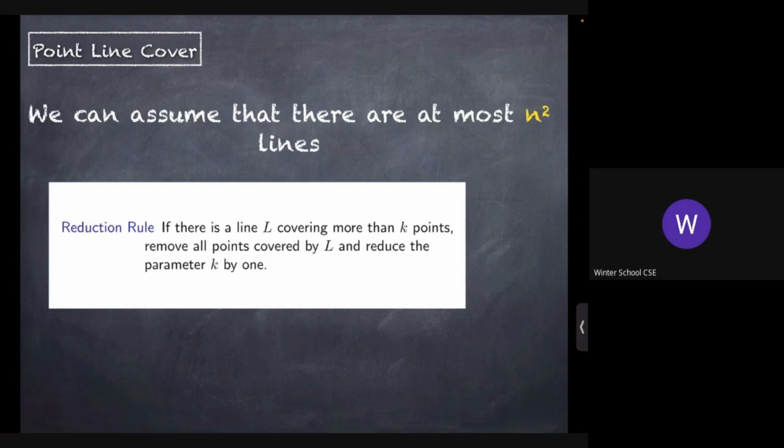And then my reduction rule is the following. I look at a line L which covers more than k points, if such a line exists. If there exists such a line, I have to take it, because if I don't take it, I will never be able to cover these points by other lines. So I take this line, remove all the points covered by it, and reduce my parameter k by 1.